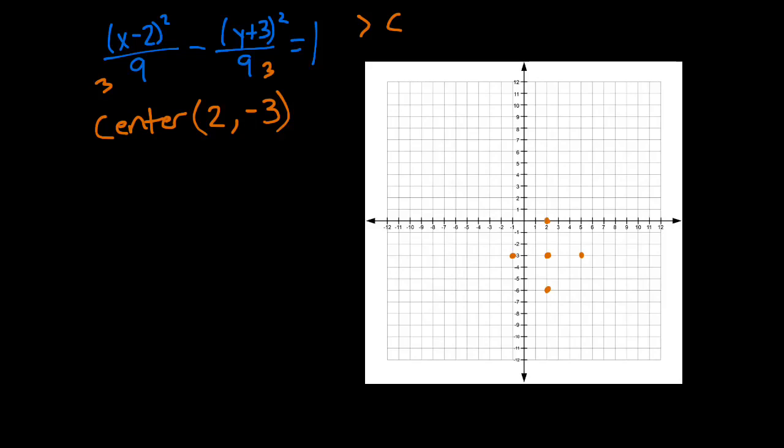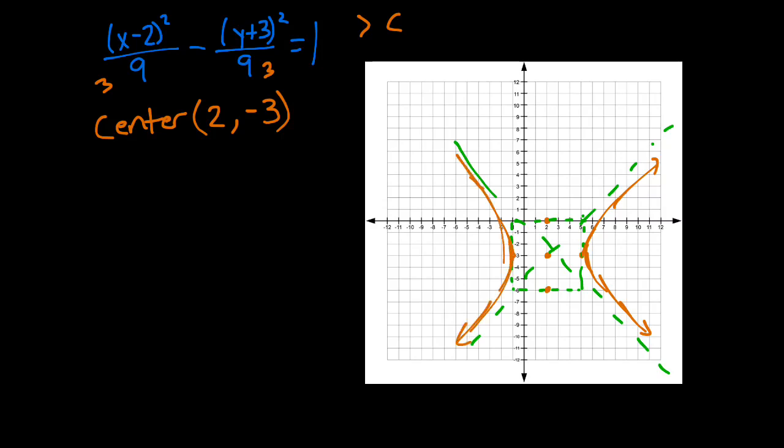Okay, and then again, we make the box around those points to get our asymptotes. This is opening to the left and right. So once we draw the asymptotes, we have a branch opening out to the right and a branch opening to the left.